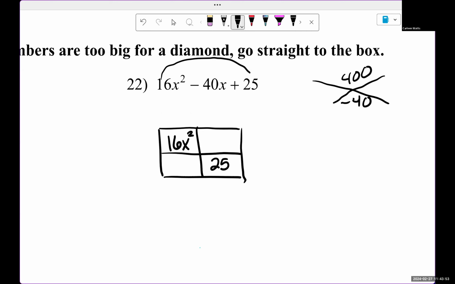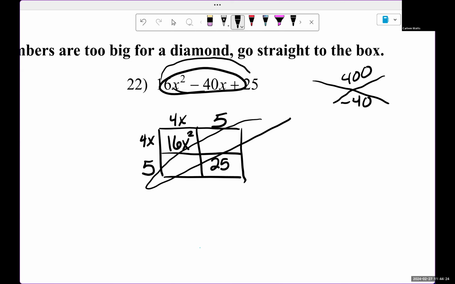Okay, now 25, I'm pretty happy about that one. I'm pretty sure it's 5 and 5. But it could be negative 5 and negative 5, right? Okay, what do we want to guess for 16x squared? Let's try 4 and 4. Yeah? 4x and 4x. Now, how are we going to know if it works? When we combine like terms, I want those two right there to give me negative 40x.